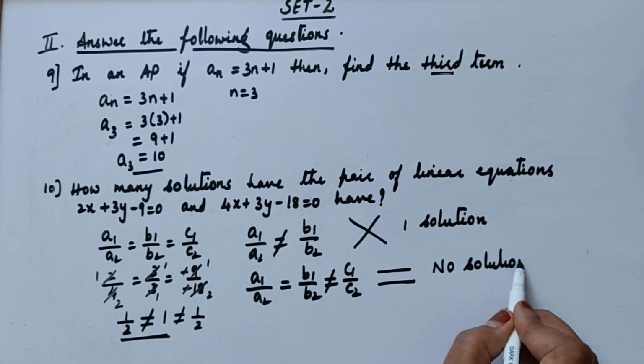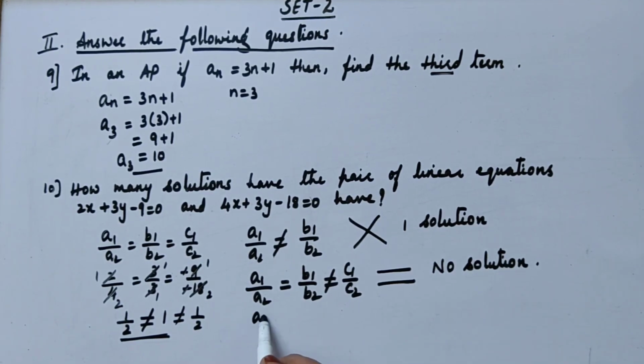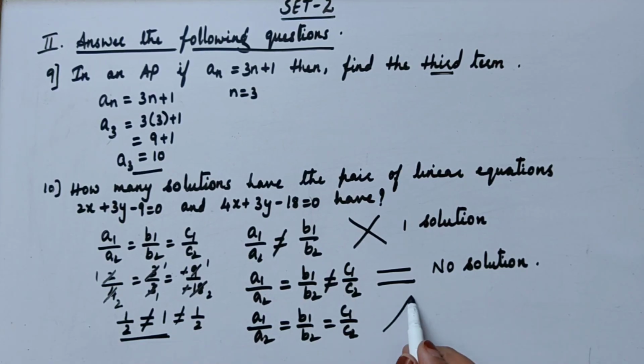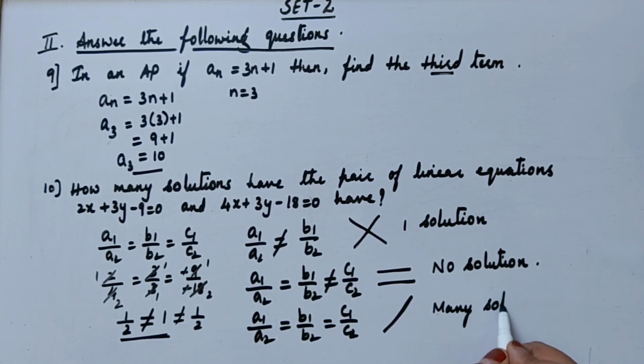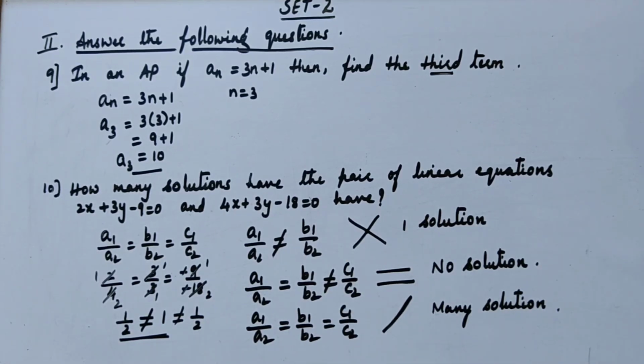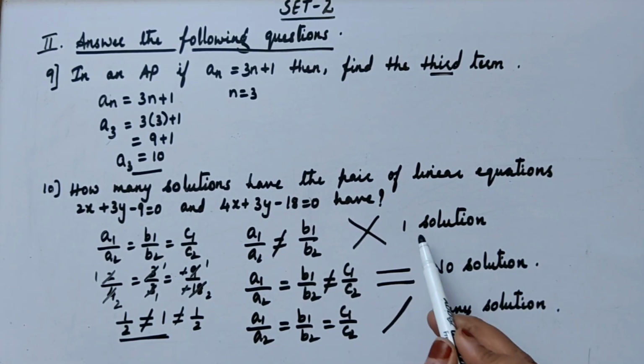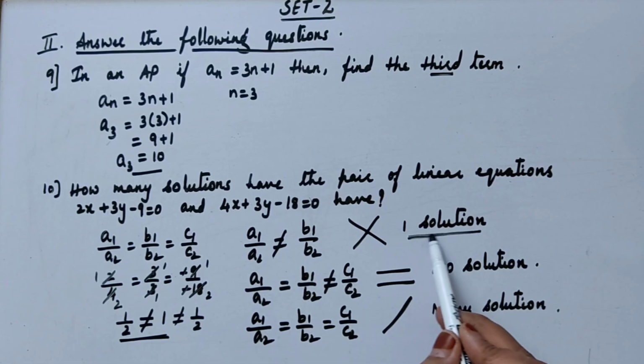So a1 upon a2 equals b1 upon b2 equals c1 upon c2. All these are equal. We say it is coincident lines, meaning all the points are meeting each other. So we say many solutions, or an infinite number of solutions. I hope this is clear to you all, students. But finally we say that it has got only one solution.